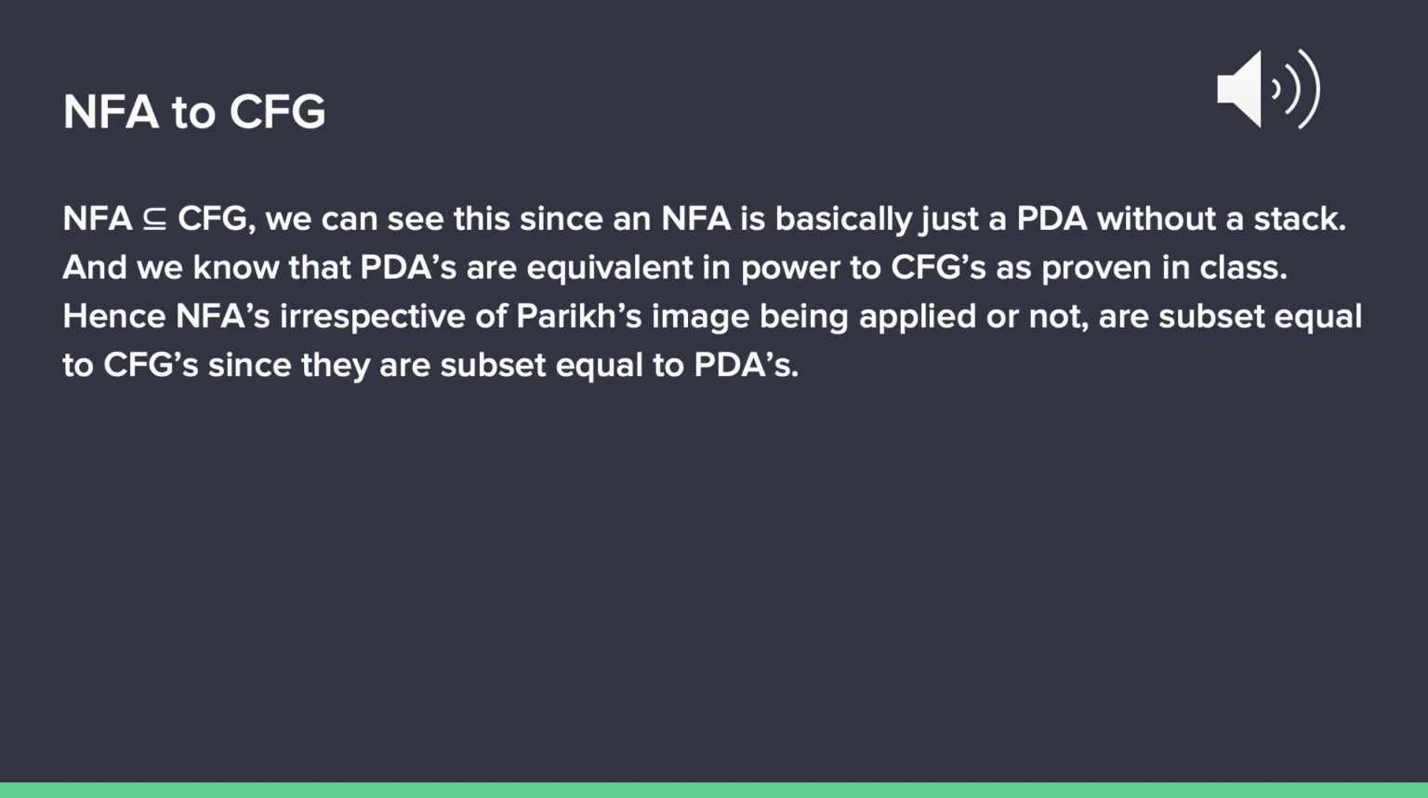So now that we've shown that a CFG can be converted to an NFA, we also need to quickly show that an NFA is also a subset of CFGs. This is quite a simple proof, and we've shown it in class. We can see this since an NFA is basically just a PDA without a stack, and we know that PDAs are equivalent in power to CFGs. Hence, NFAs, irrespective of Parikh image being applied or not, are subset equal to CFGs, since they're a subset equal to PDAs.